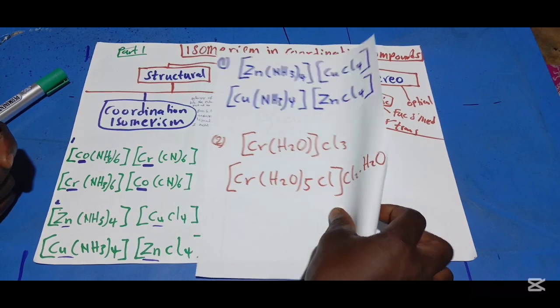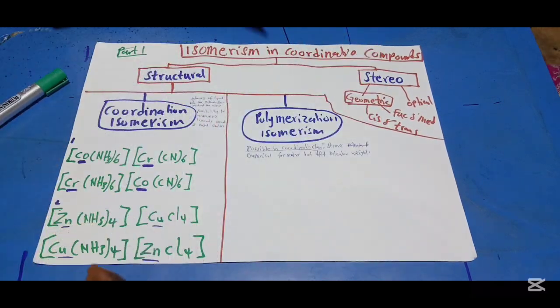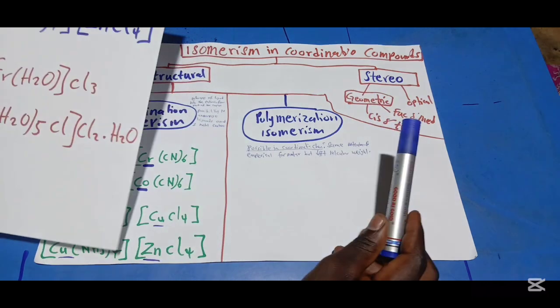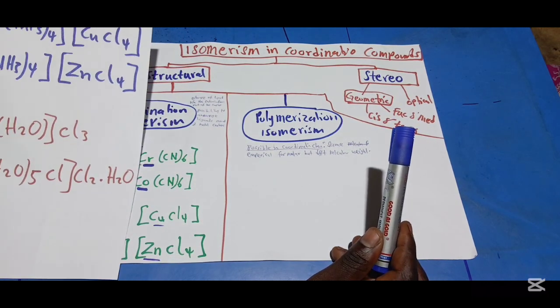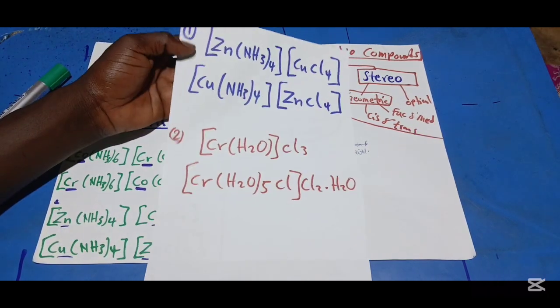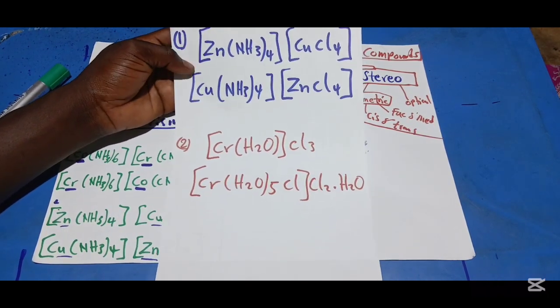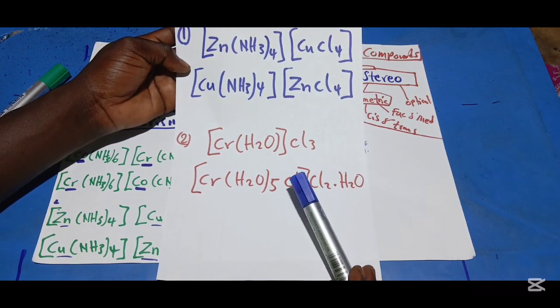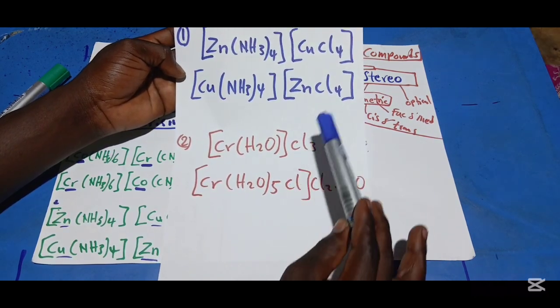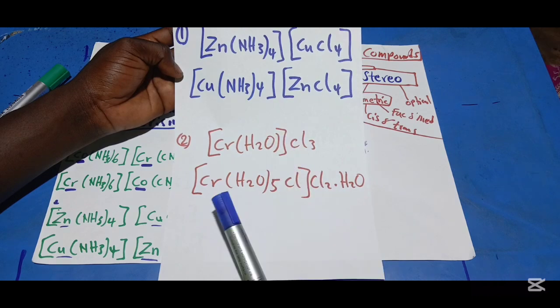Before we conclude on structural isomerisms in coordination chemistry, I have some examples here. I want you to try them and let me see your answers in the comment section. You are to identify the kind of isomerism exhibited in each pair of the following complexes.